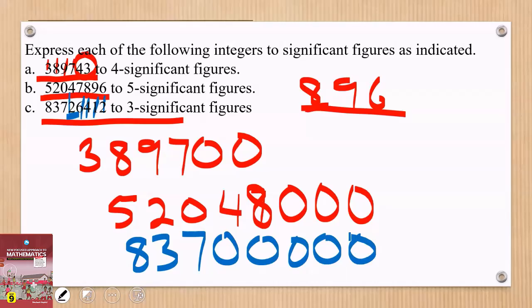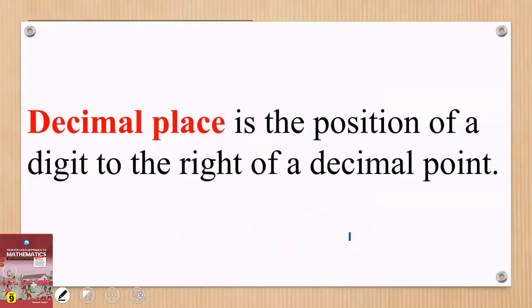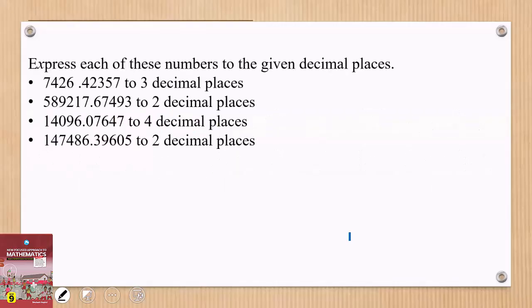Right. Now let's look at decimal places. We learned also from our previous lesson that a decimal place is the position of a digit to the right of a decimal point. Now let's take a few examples as a recap. Express each of these numbers to the given decimal places. We have this number here, which is 7,426.42357 to 3 decimal places.